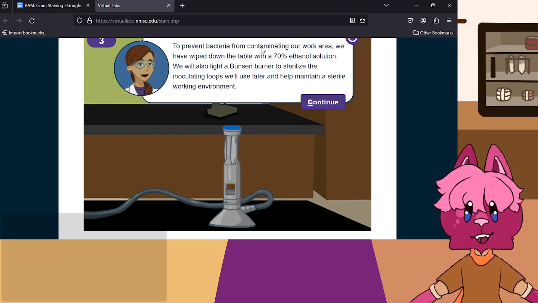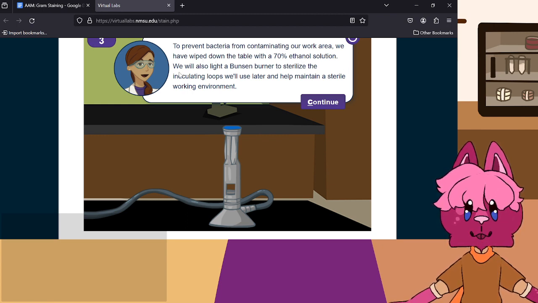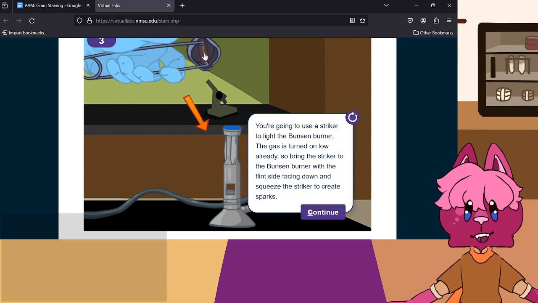To prevent bacteria from contaminating our work area, we have wiped down the table with a 70% ethanol solution. We will also light a Bunsen burner to sterilize the inoculating loop that we'll use later and help maintain a sterile working environment. So this is a striker.